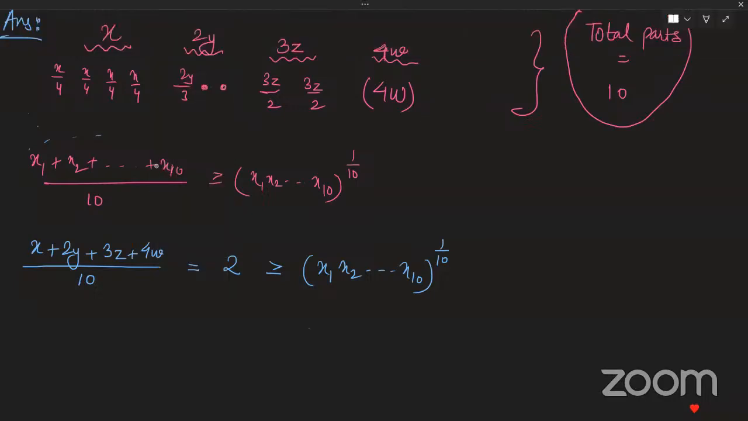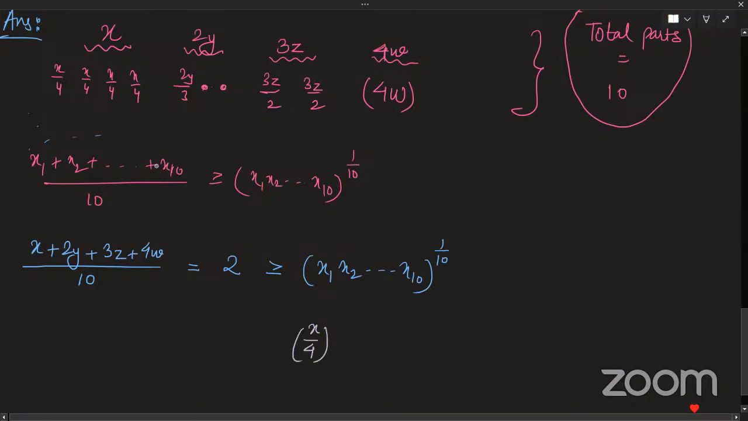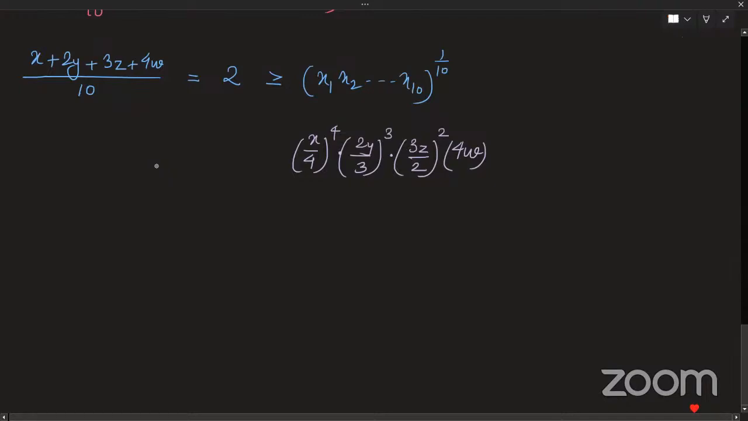So x by 4 whole to the power of 4, right? Multiplied by 2y by 3 whole to the power 3, and 3z by 2 whole power 2, and 4w as it is. Right, sir. So let us just open these brackets.